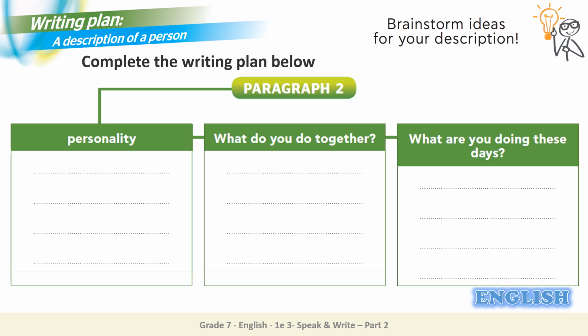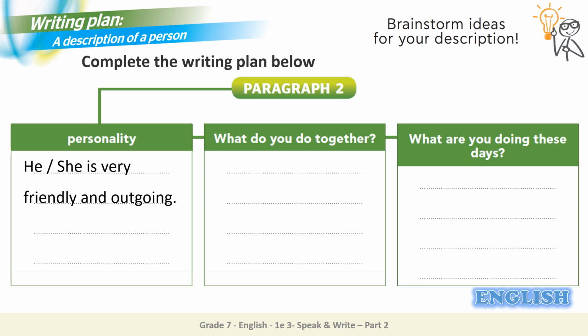Paragraph two, we have also three points. Personality, activities that you do together, what do you do together, and finally, what are you doing these days? Let's have some examples. About personality, we can say he or she is very friendly and outgoing.